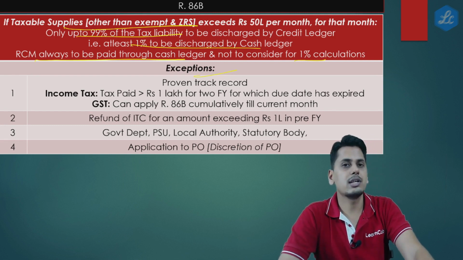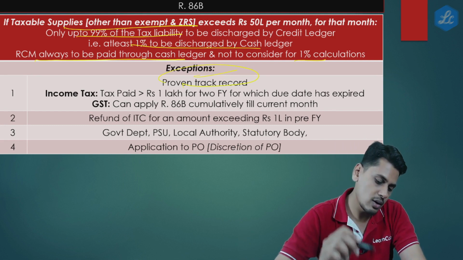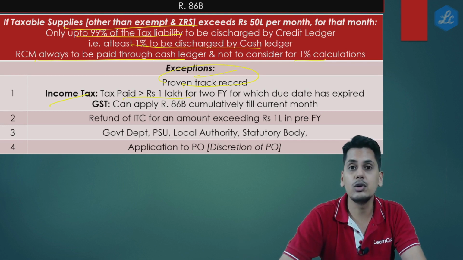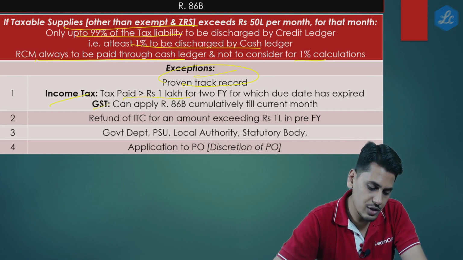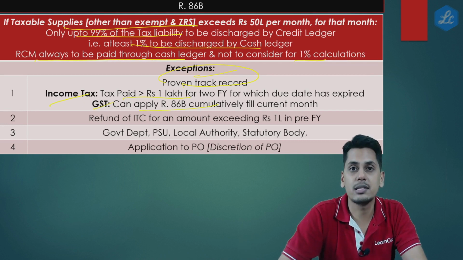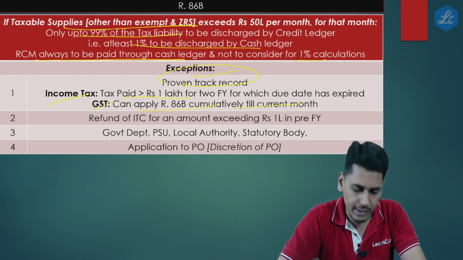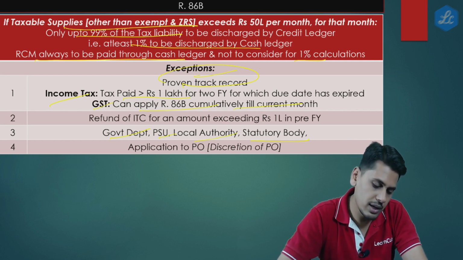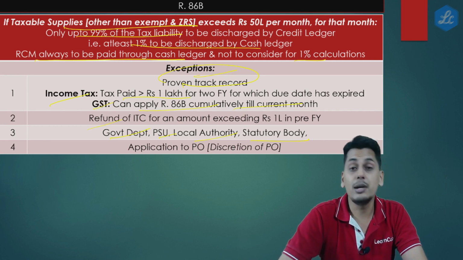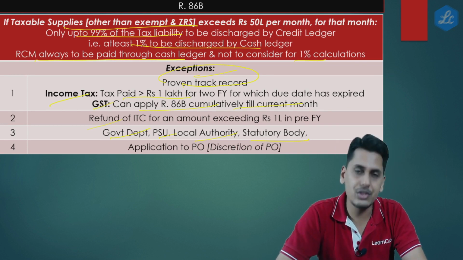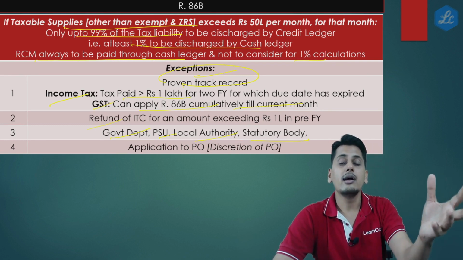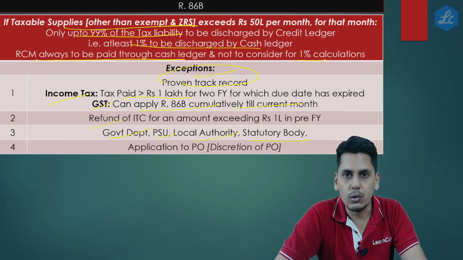Are there some relaxations given? The answer is yes. Based on proven track records, as regards income tax, if you have paid tax of more than a lakh in 2 financial years for which the due date has already expired. As regards GST, they can apply Rule 86B cumulatively till the current month. For another government department, PSU, local authority, statutory body, 86B is not applicable. In case you have claimed a refund of unutilized input tax credit, either you have made zero rated supplies under letter of undertaking or your duty structure is an inverted duty structure.